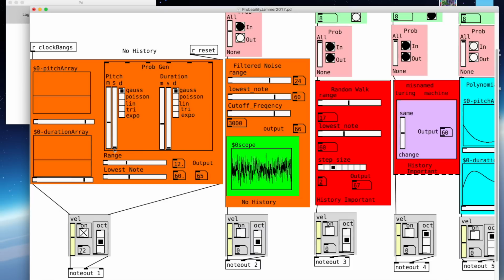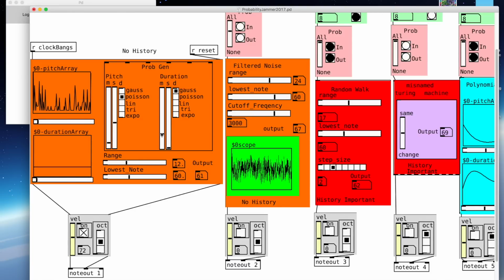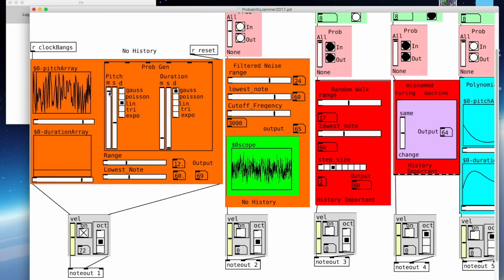Now there's some other distributions. There's a Poisson distribution. This one determines the bottom note and the variation. I can go faster. With a linear distribution, this doesn't do anything. It just forces it to recalculate.